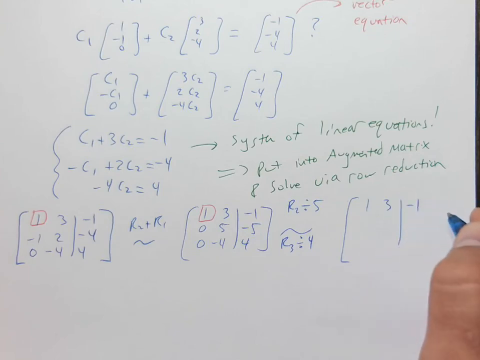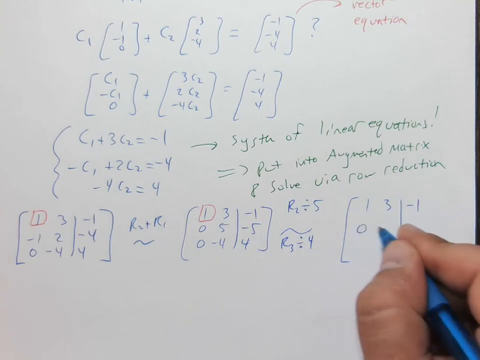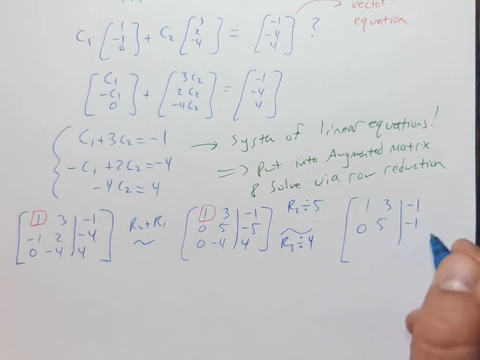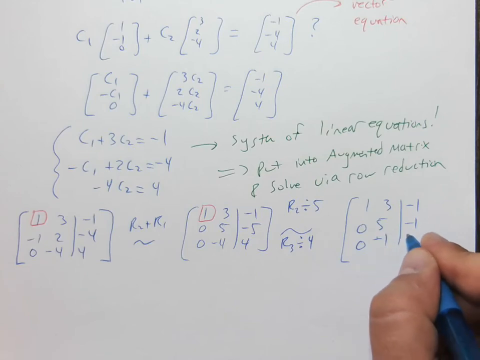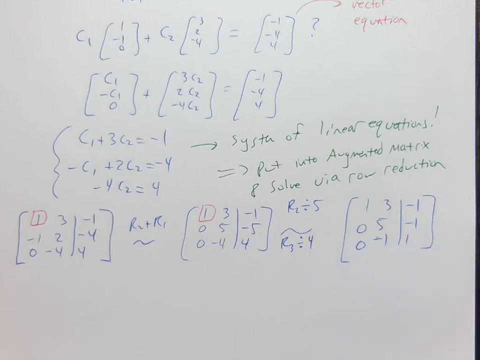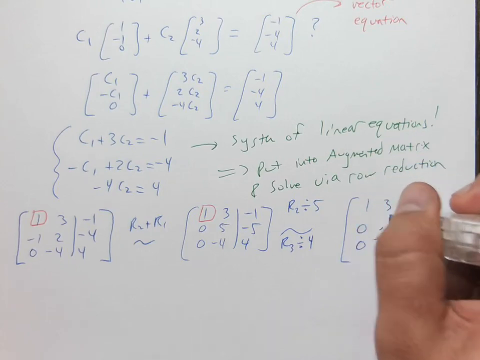So the first row stays the same. Second row gets divided by 5. Third row gets divided by 4. Oops, I forgot to change that to a 1. That should be a 1.